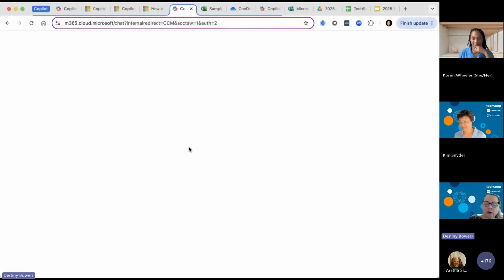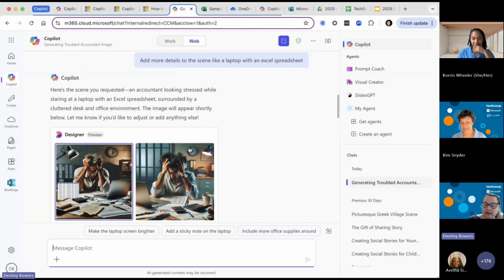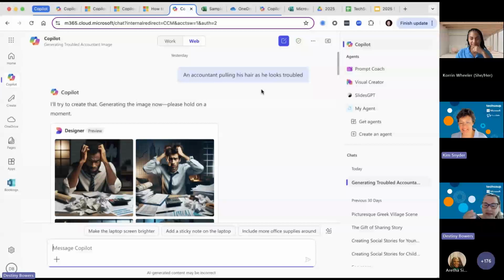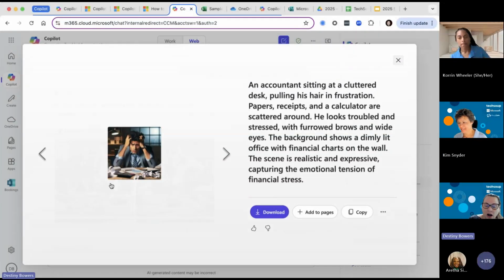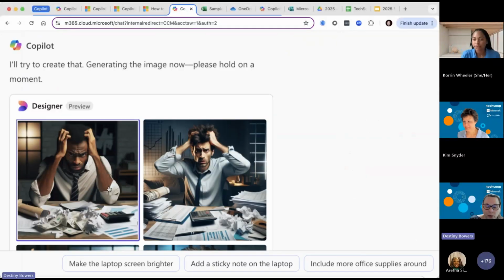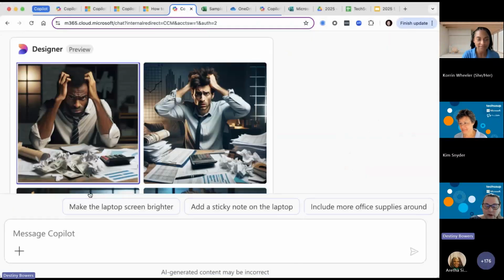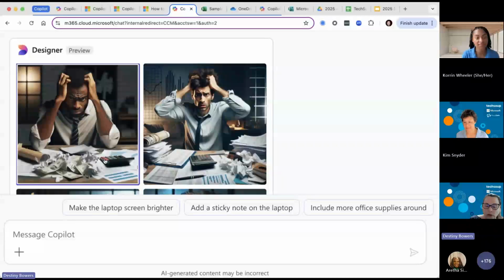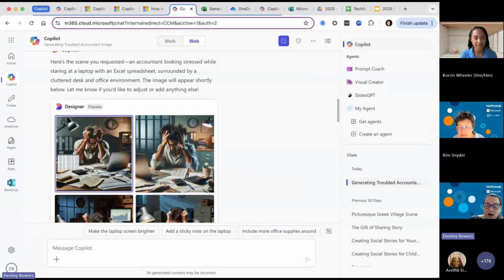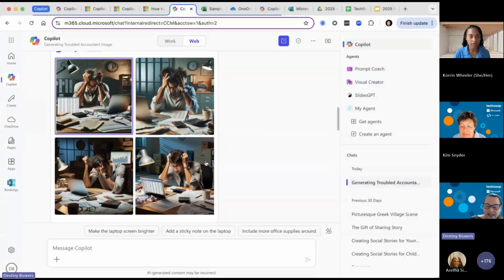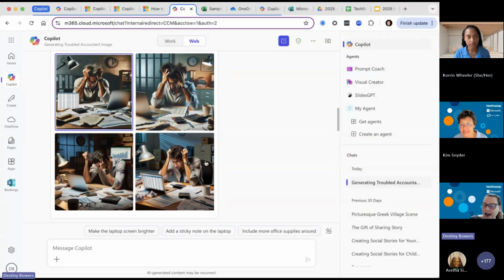So someone said they wanted an image of an accountant pulling their hair out. That was it. An accountant pulling his hair as he looks troubled, right? So I put that in with absolutely no real context. And in some cases, the images I got were pretty decent. The hands don't look terribly abnormal anymore. But what I noticed is that the more I started iterating on it by adding additional things, that's actually where it got a little quirky.